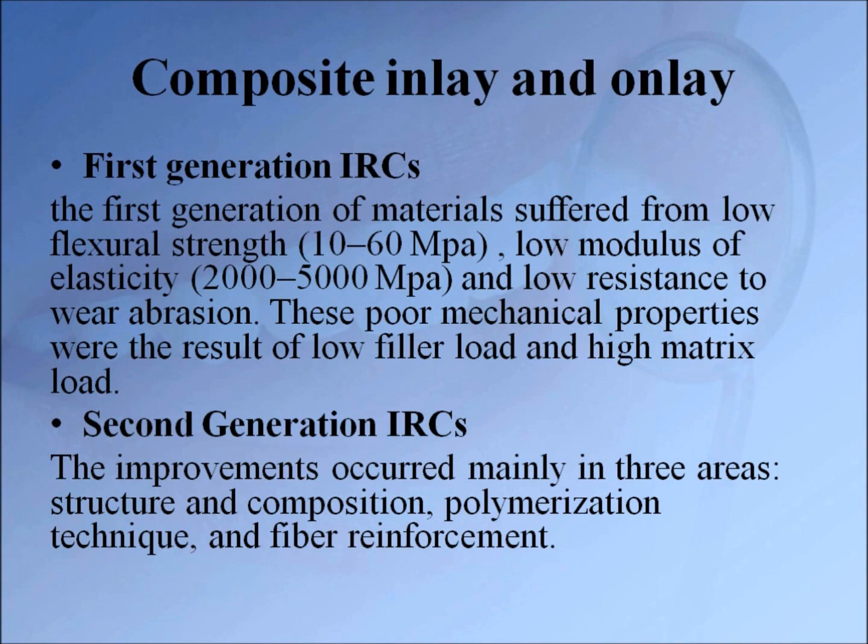Composite inlay and onlay. The first generation of the materials suffered from low flexural strength, 40 to 60 megapascal, low modulus of elasticity, 2000 to 5000 megapascal, and low resistance to wear abrasion. These poor mechanical properties were the result of low filler load and high matrix load. Second generation improvement occurs mainly in three areas: number one, structure and composition; number two, polymerization technique; and number three, fiber reinforcement.